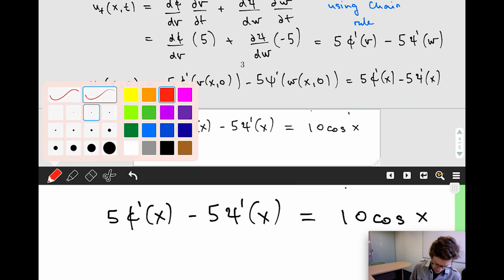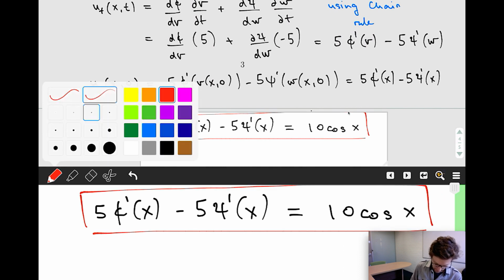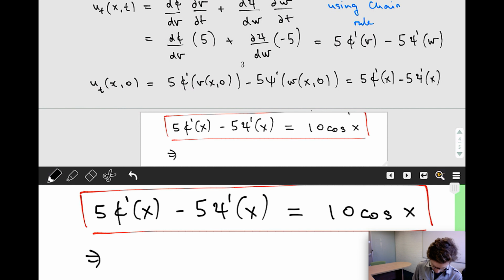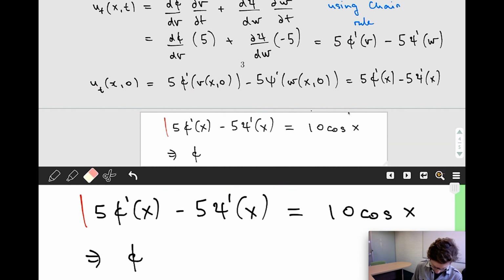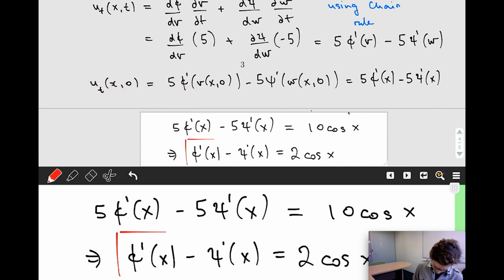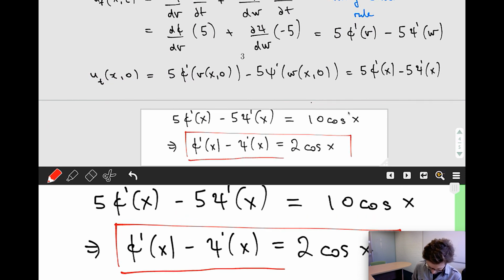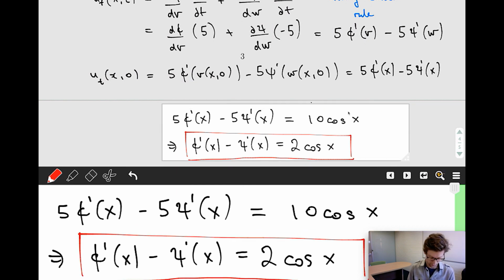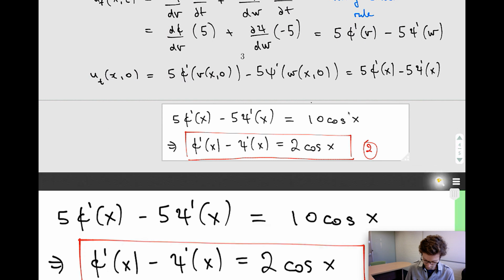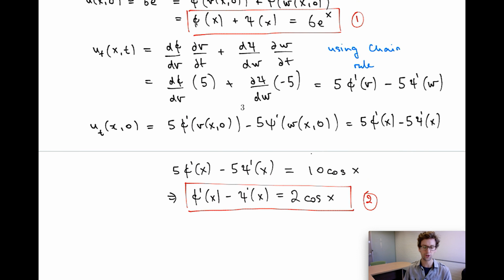So that's our second equation. I'm going to put another box around that. Or in fact, if I divide both sides by 5, it looks a little bit nicer. I get an equation involving phi and psi and cosine of x, and I'll call that equation 2. So now I have two equations for my two unknown functions.